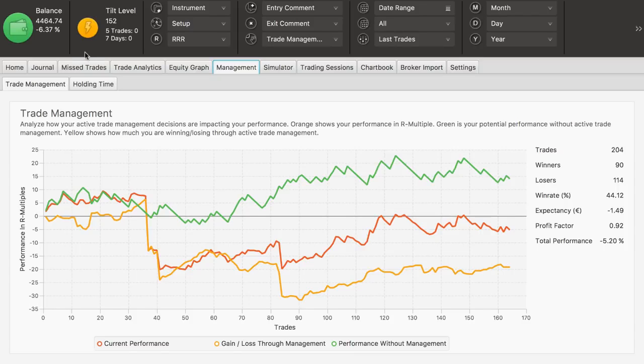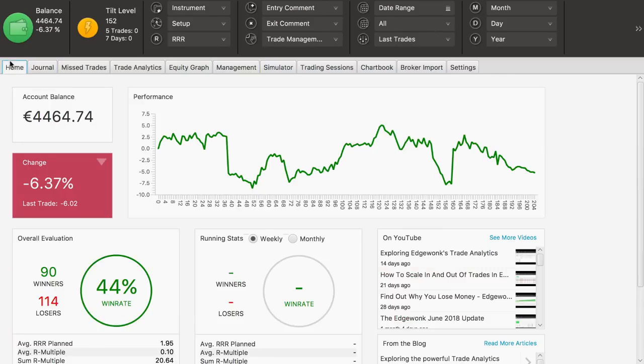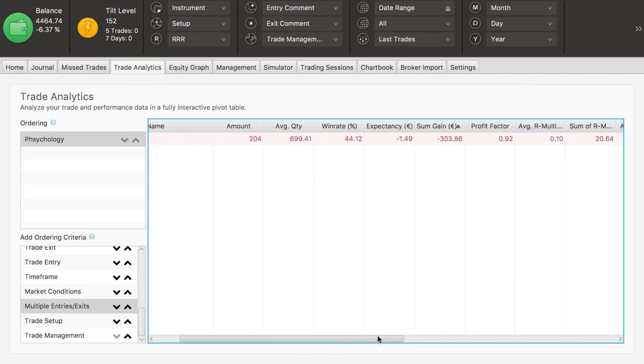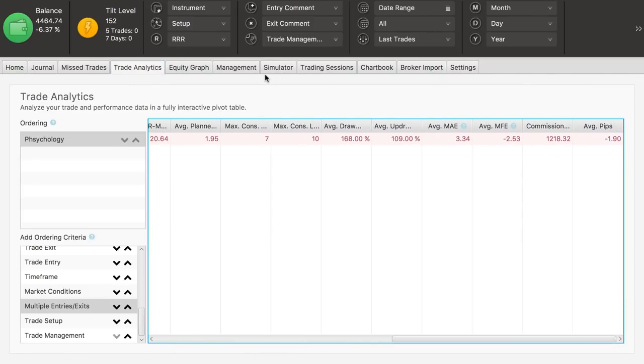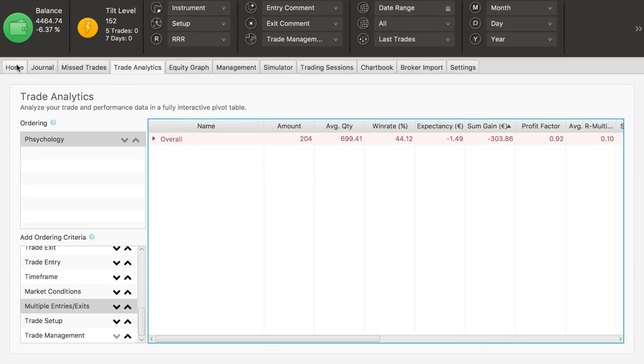And then once you progress, once you get your equity graph a little bit more stable, a little bit pointing into the right direction, then you can move on into more advanced things like the alternative strategies. We can look at sessions, the simulator, we can look at other statistics in the trade analytics for order improvement. But in the beginning, don't get too overwhelmed by Edgewonk. Edgewonk is made for both beginning traders and advanced traders, and in the trader development course with Edgewonk, we also show you exactly how to use the right things at the right time so that you can make the right improvements and not get overwhelmed with your trading journal.